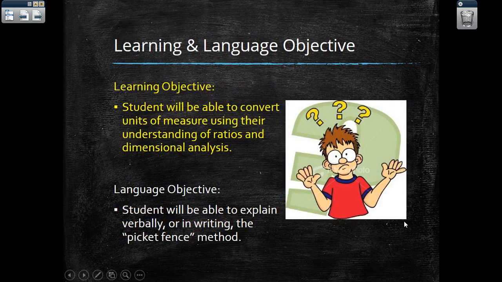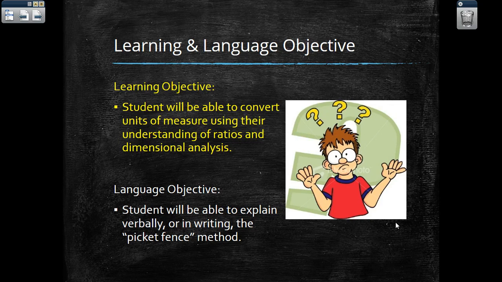All right, learning and language objective. Learning objective, student will be able to convert units of measure using their understanding of ratios and dimensional analysis. All right, ratios are just fractions, numerator, denominator. Dimensional analysis, that is the unit conversion that we'll be looking at.